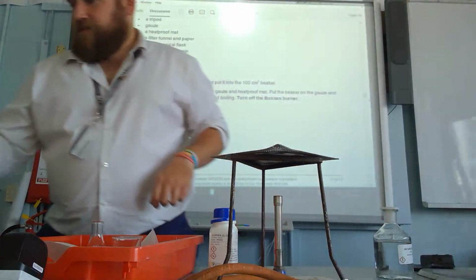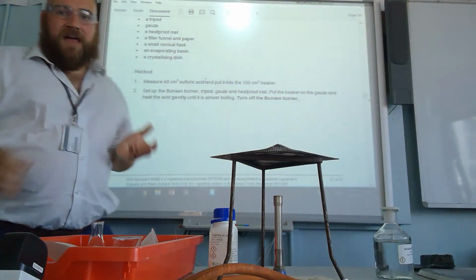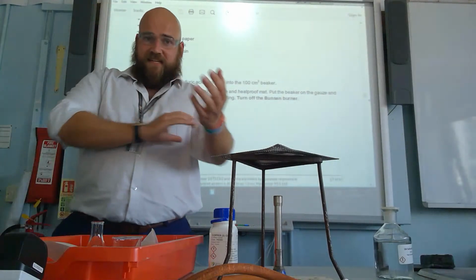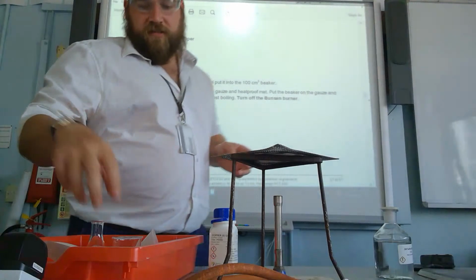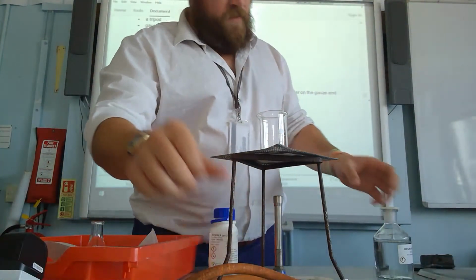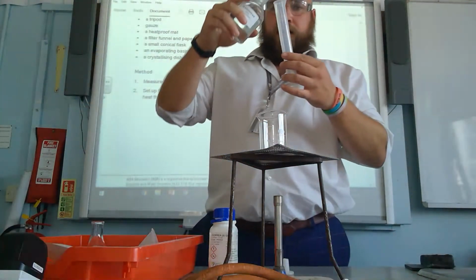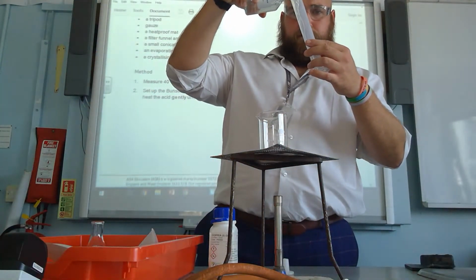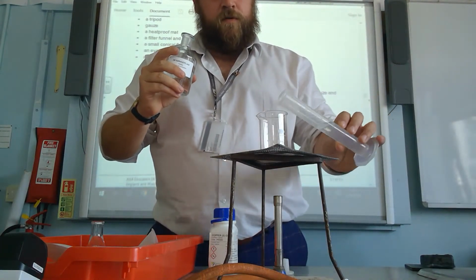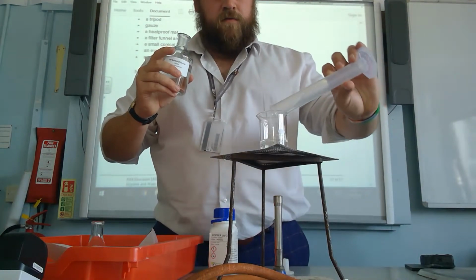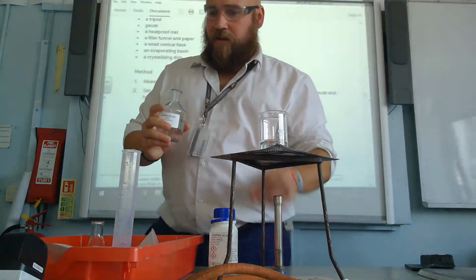So first things first, wear my goggles. To get this reaction going a little bit faster, I'm going to heat the acid. I'm going to heat the acid until it's just about boiling. It tells me to do that. So I'm just going to put a beaker there, 40 centimeters cubed of sulfuric acid. And let's get that cooking. I'm going to heat that until it's just boiling. Just boiling, not totally boiling.